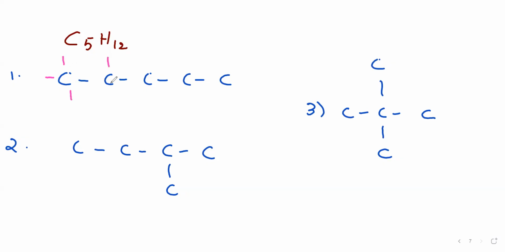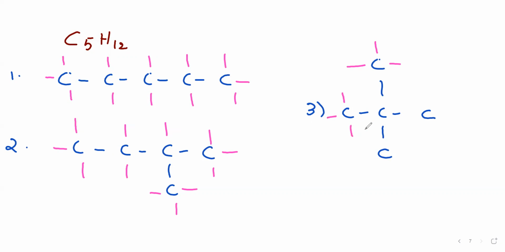1, 2, 3, 4, 5, 6, 7, 8, 9, 10, 11, 12. See, all of them have the same molecular formula but different structures. These are called isomers.